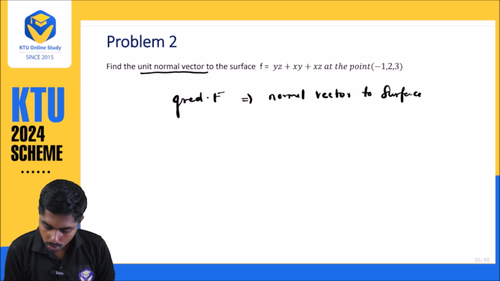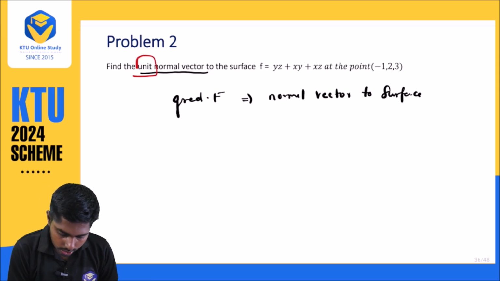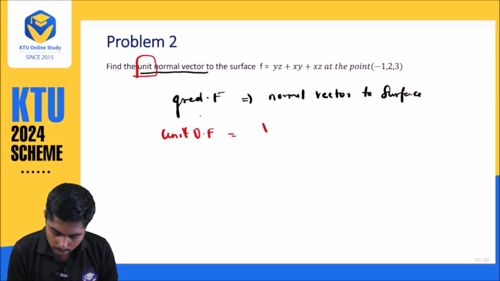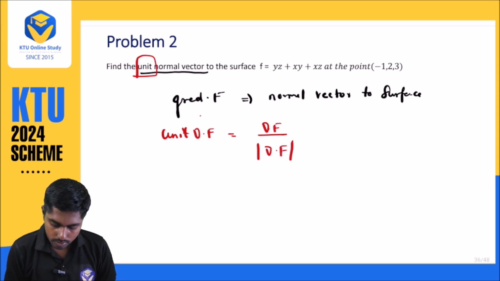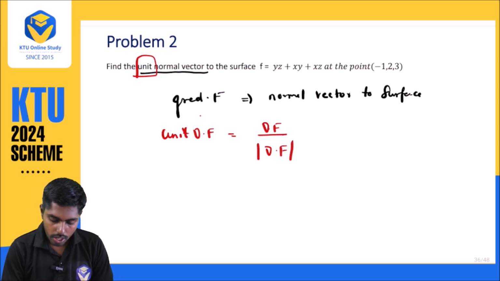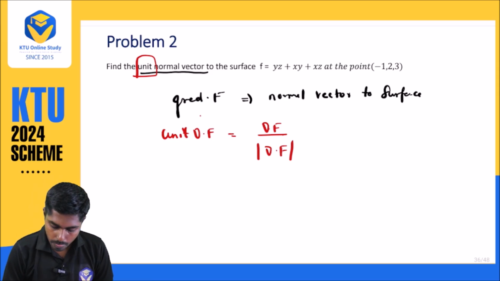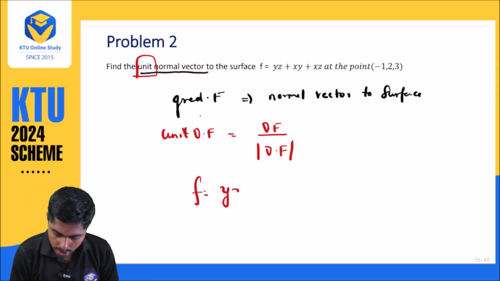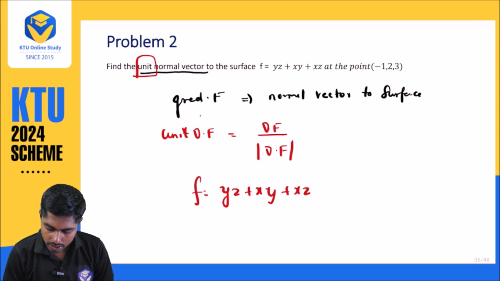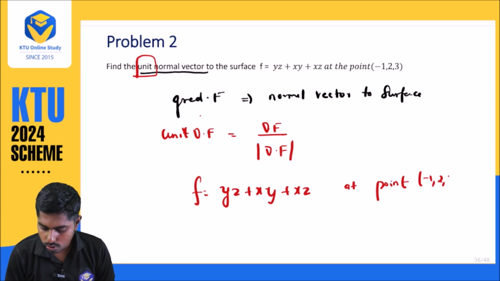The question is demanding the unit. So unit means they are asking about the unit vector, the unit grad vector. That means we need gradient f divided by modulus of gradient f. This is the thing we want to identify. So what is f they have given? f is equal to yz plus xy plus xz. The point they have given is minus 1, 2, 3.